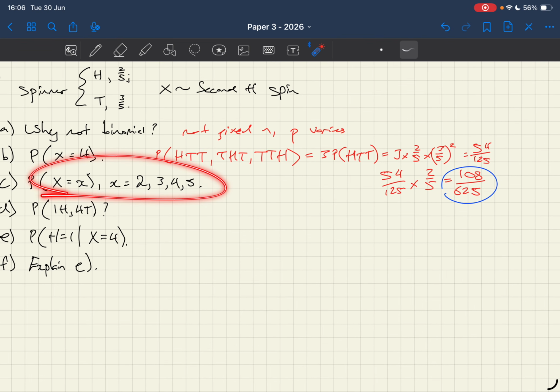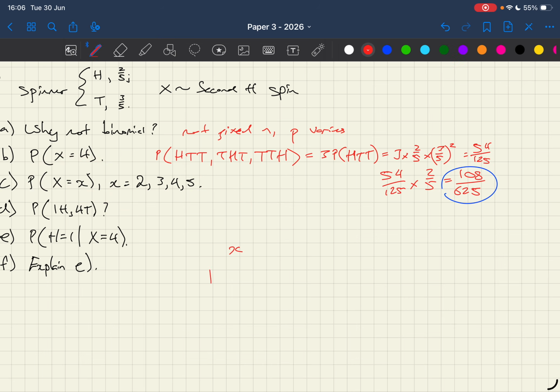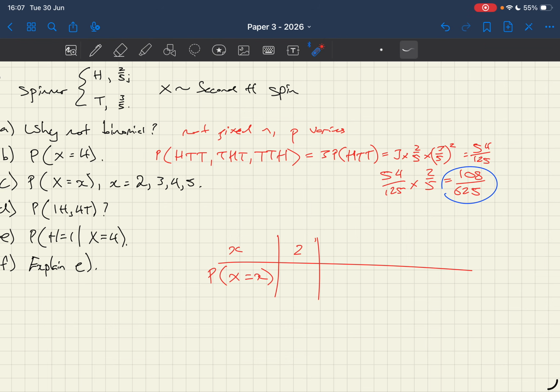We know the distribution, so we need to find the chance of us getting all of the different values. We already know the 5th one. So let's make ourselves a little table. We can have x in one row, and the probability that X is equal to these values in the next. Let's have a look. So we need to do 2. That's the chance of just getting heads, so it's going to be 2/5 squared, so 4/25.